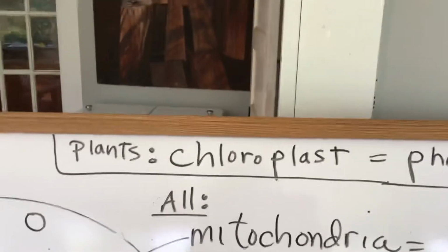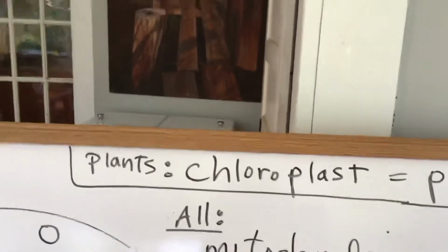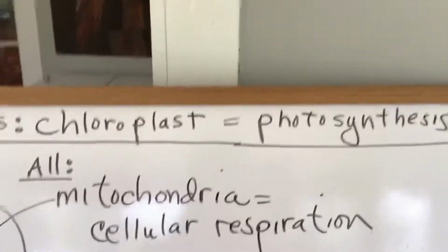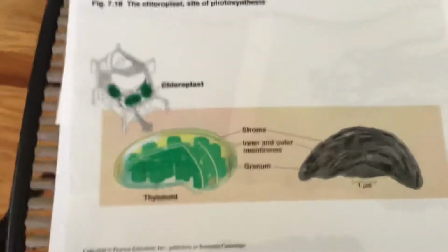We're going to talk about chloroplasts. Chloroplasts are large bodies that are found in plant cells only. They're not found in animals, and they are responsible for photosynthesis. Photosynthesis uses sunlight to make sugars for the plant and for the animals that eat them. The chloroplast looks like this.